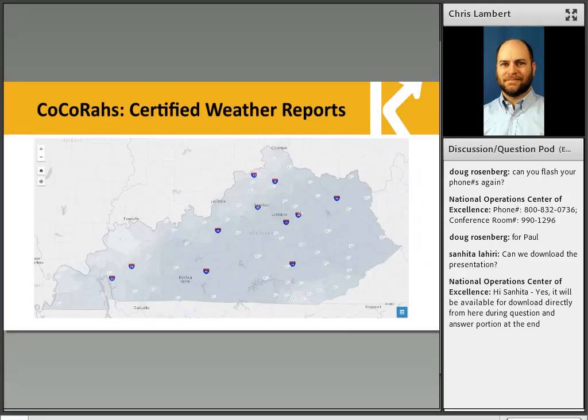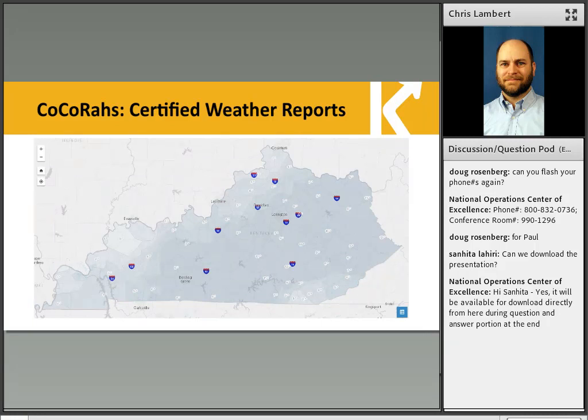And then we also use CoCoRaHS. These guys are great. They're certified weather reporters, and we take that information and interpolate it across the state so that we understand the total snowfall. You only get this once per day, but again, it's a form of crowdsourcing.